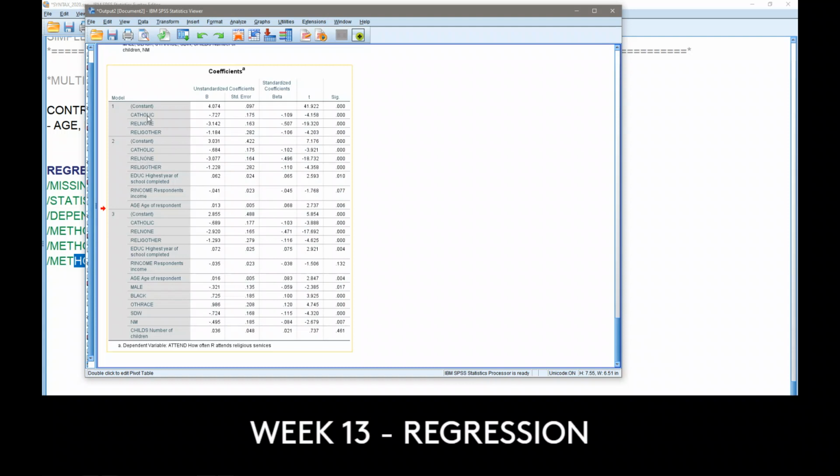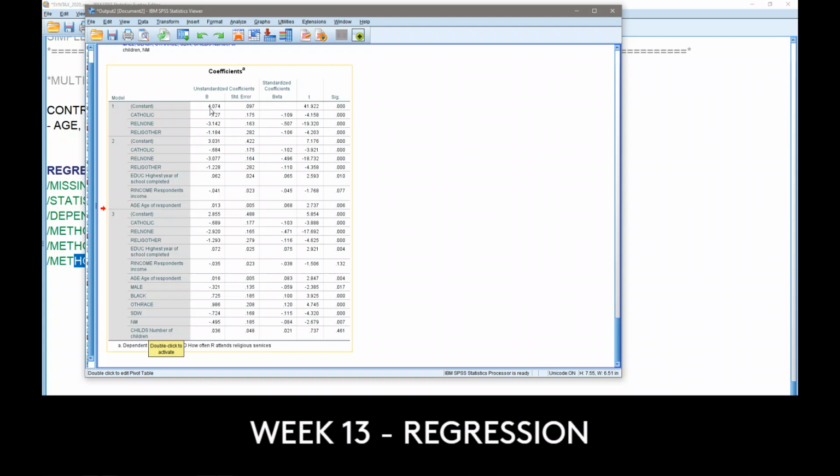Model 2 is this section here, where we added, in addition to these 3, education, income, and age. So you can see that they're getting larger. These little sections are getting larger. And then Model 3, we have religious denomination, education, income, and age, but we also added sex, race, marital status, and number of children. So that's what these variables indicate. They indicate the models and what we included in them.